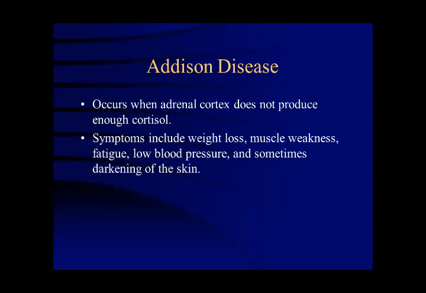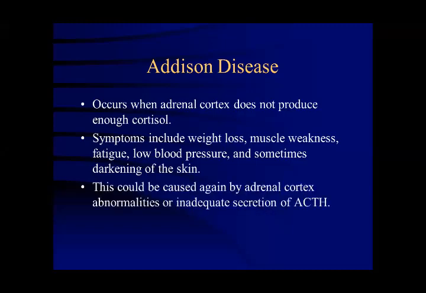The symptoms are all opposite to Cushing syndrome: weight loss, muscle weakness, fatigue, low blood pressure, and sometimes darkening of the skin. This darkening of the skin is due to melanocyte stimulating hormone, which is also released from the anterior pituitary. Because their area and the ACTH area are neighbors to each other, this hormone is affected and melanocyte stimulating hormone activity increases. There is hyperpigmentation, so there is dark coloration.